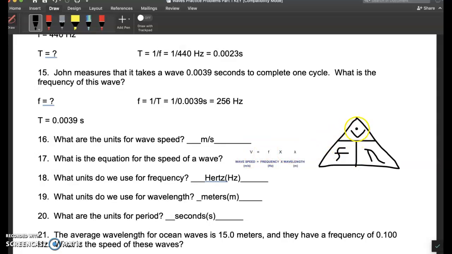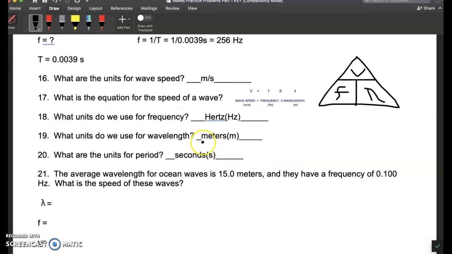So one way you could figure that out is if I cover up V, it's frequency times lambda, which is what I see right there. And then you have your units. So what do we use for frequency? Hertz. Wavelength, meters. Units for period is seconds.